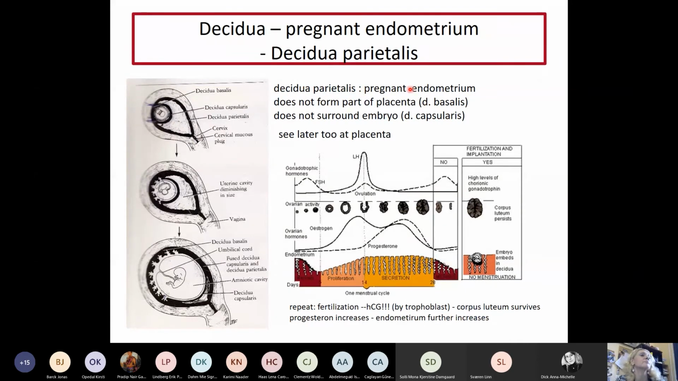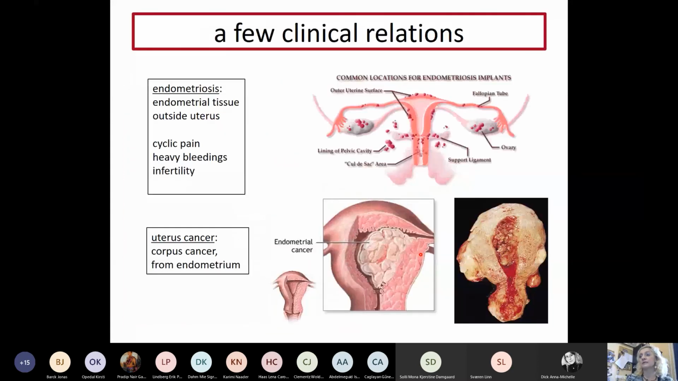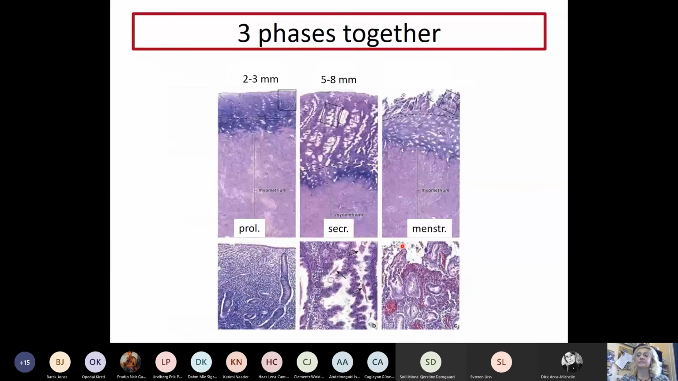Okay, this is the pregnant endometrium structure. It looks the same everywhere here. And this is where our slide is from, the Decidua parietalis. Okay, but it's actually the pregnant endometrium. And just to repeat, so what happens now that you understood this picture, the secretory phase, this does not end.